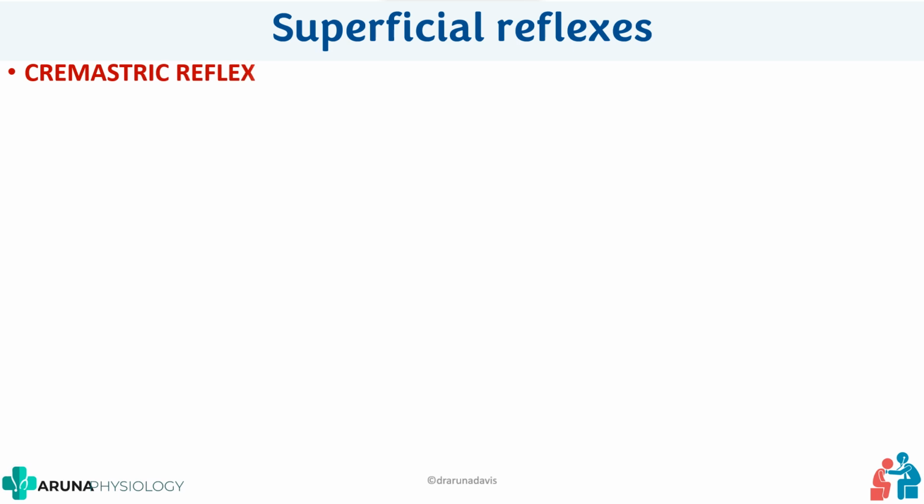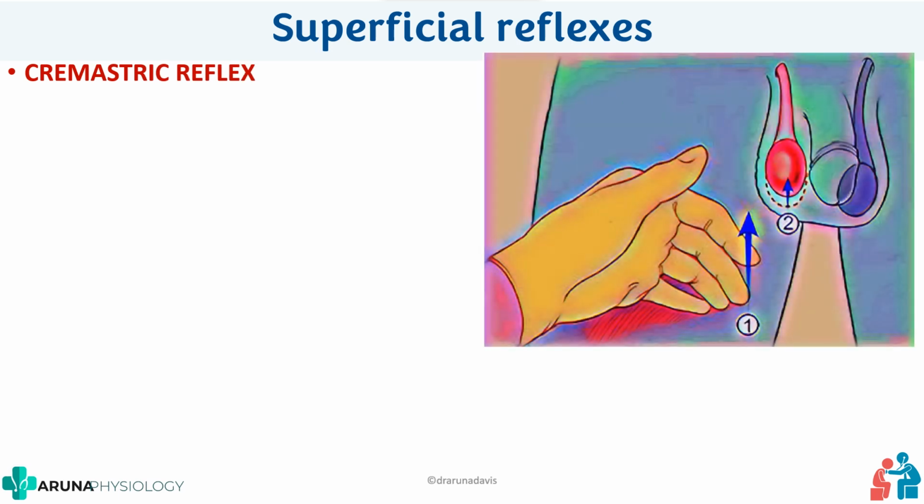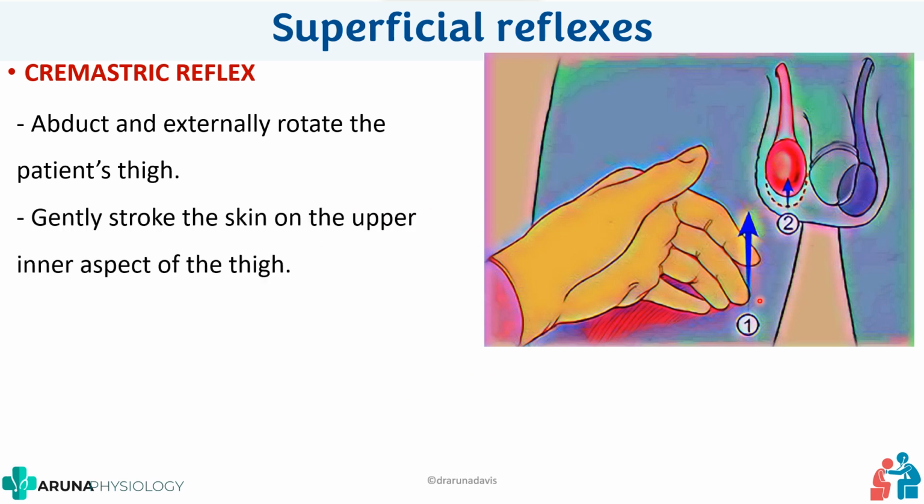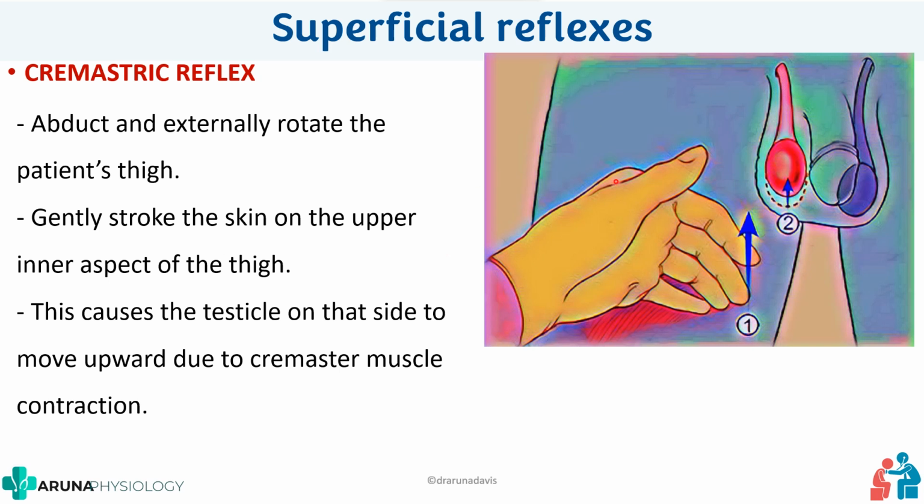And finally, we have the cremasteric reflex. To elicit the cremasteric reflex, we abduct and externally rotate the patient's thigh, and then we gently stroke the upper and inner aspect of the thigh, in which case the testicle on that side will move upward due to contraction of the cremaster muscle.